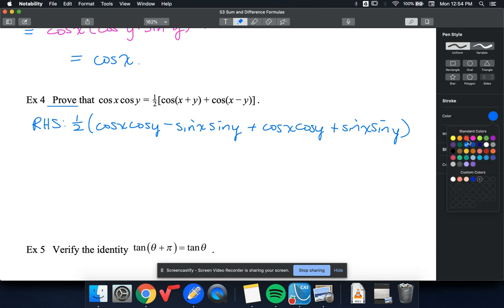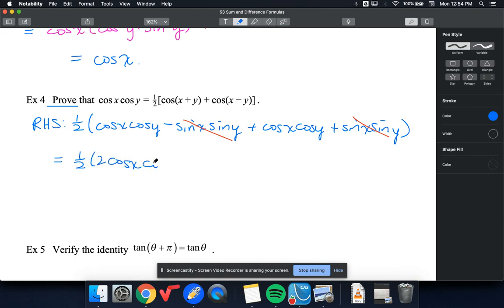And I can see again that I have some canceling that's going to happen. And I have 2 of those. When I multiply them by the half, I'll get a half times 2 cos x cos y, which of course is just cos x cos y, which is what I wanted to prove on the left-hand side.